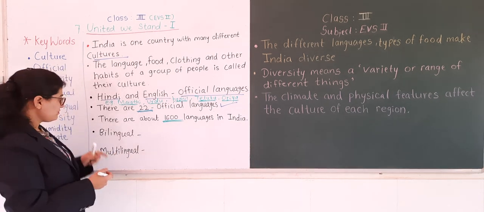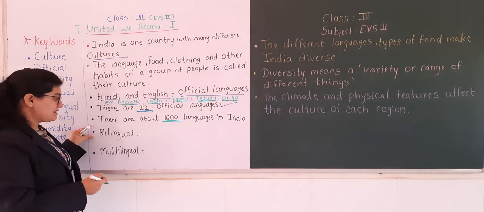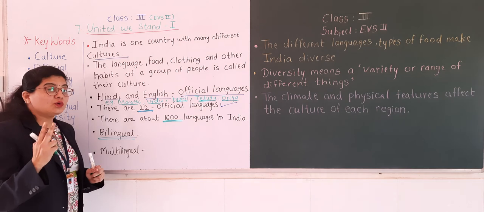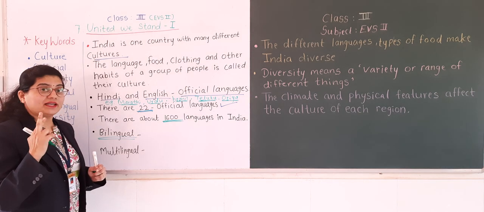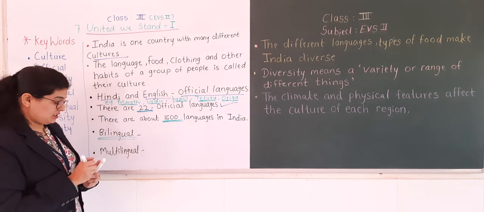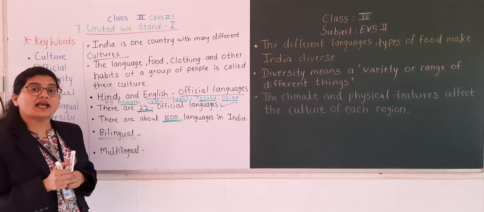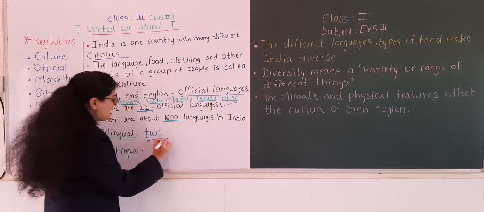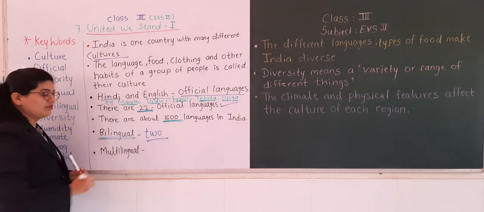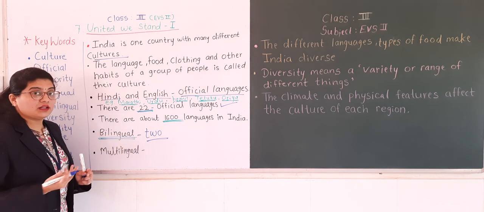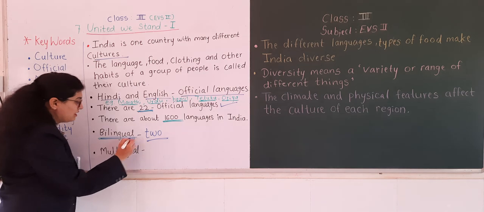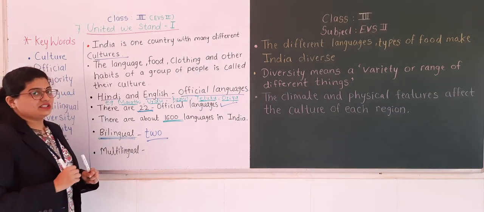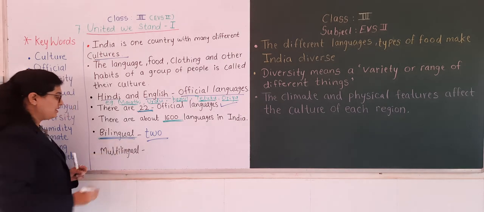Here we will see now the people who can speak two languages. How many languages? Two languages. The people who can speak two languages are known as bilingual. What do we call them? Bilingual, as they know two languages, as they can speak two languages.